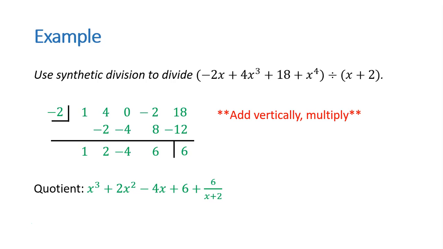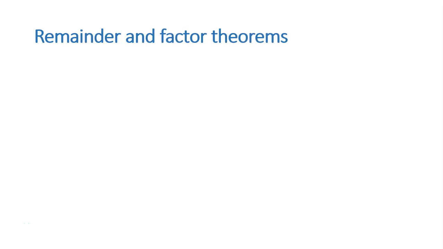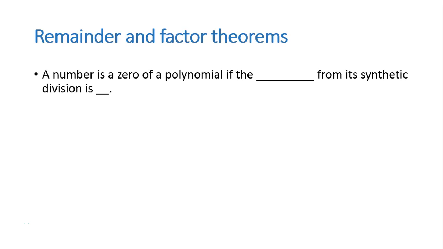And then that remainder of 6 is tacked on the end as a fraction of the divisor. In this case, the divisor is x plus 2. So I'm adding on a 6 over x plus 2. So why do we care about this? Well, as we mentioned before, a number is a zero of a polynomial, in other words, it's one of the x-intercepts on that graph, if the remainder from its synthetic division is 0.